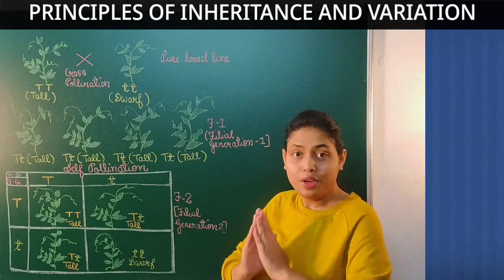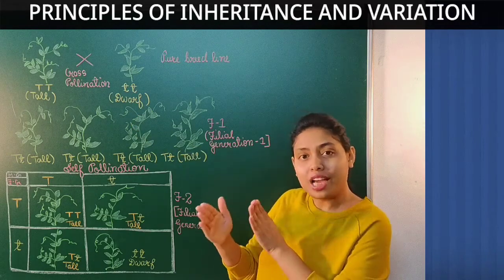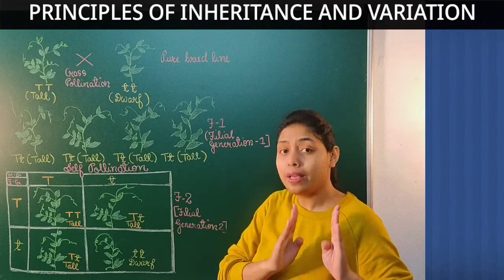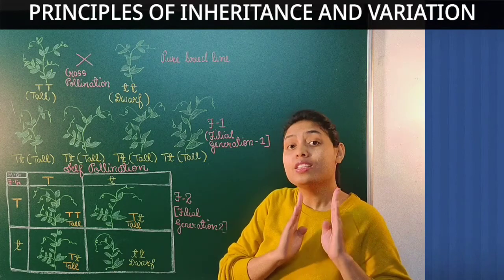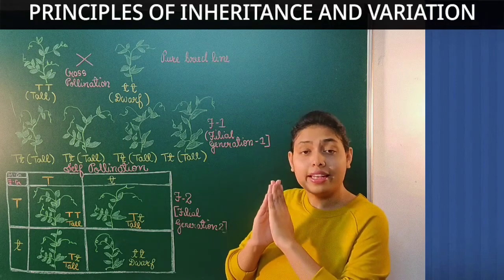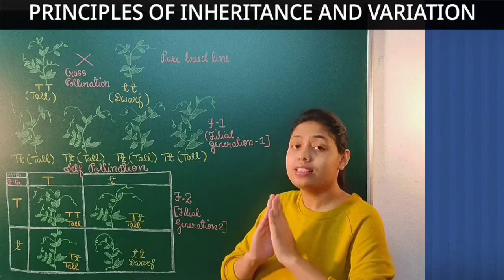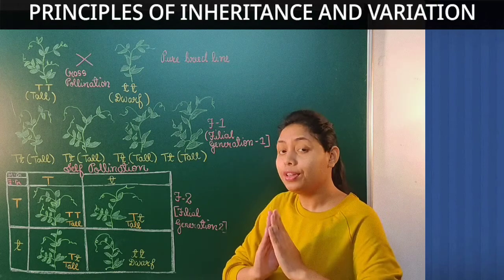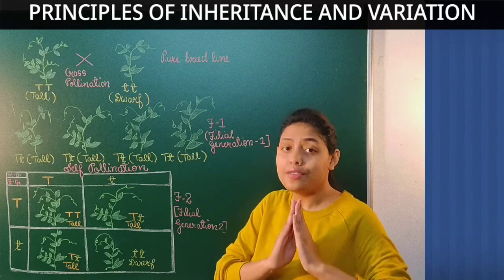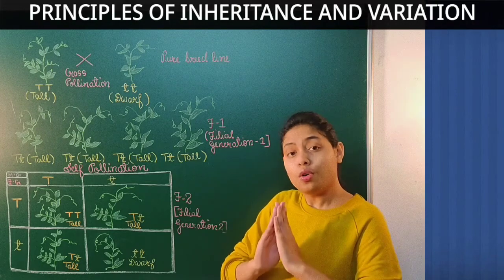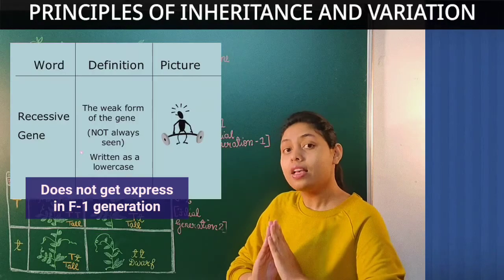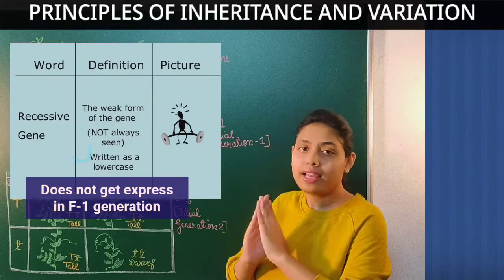Now one question: why is one genotype written in capital letters whereas the other genotype expression is written in small letters? The reason is that whatever trait gets expressed in F1 generation is a dominant trait. And over here, tall height is a dominant trait, whereas dwarf height is a recessive trait. So, dominant traits are always written in capital letters, whereas recessive traits are written in small letters.